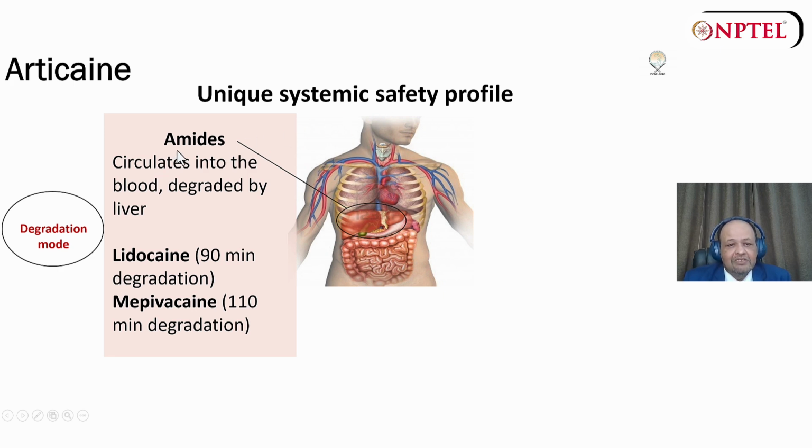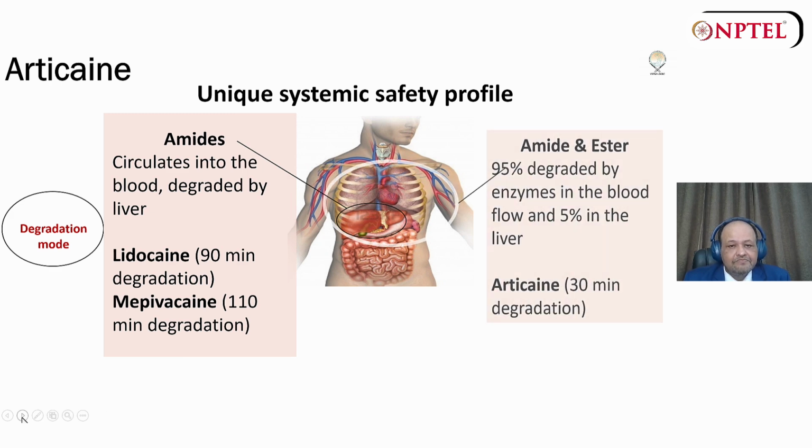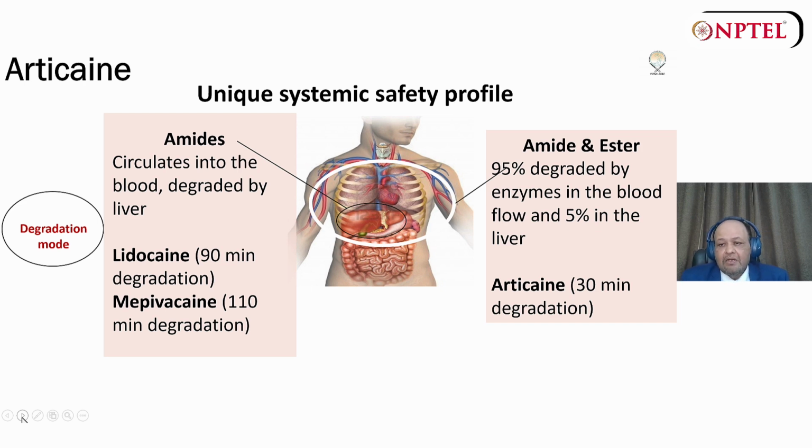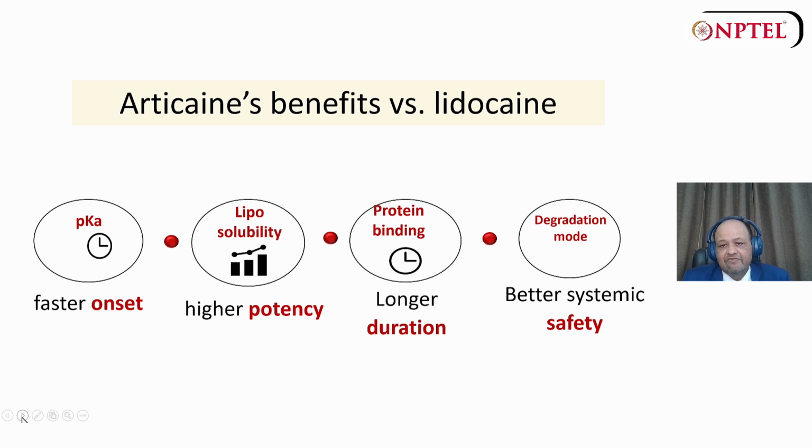So it has a very unique systemic safety profile. That is, it circulates into the blood and is degraded there, while lidocaine is degraded in the liver and takes 90 minutes for degradation, and mepivacaine takes 110 minutes. Articaine is degraded by the enzymes in the blood and 5% in the liver, and articaine is eliminated very fast, that is 30 minutes.